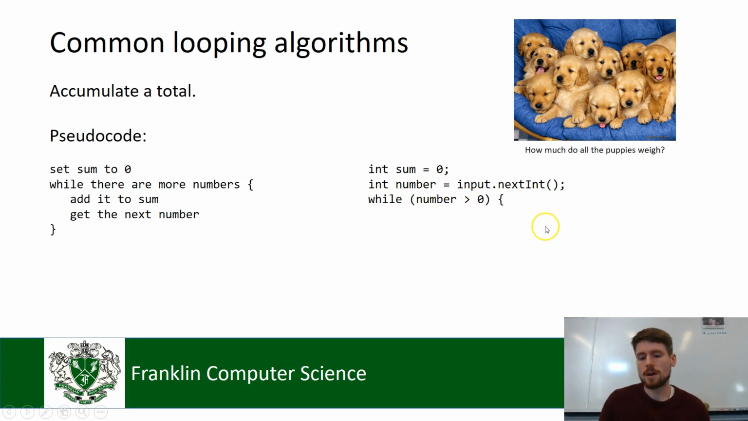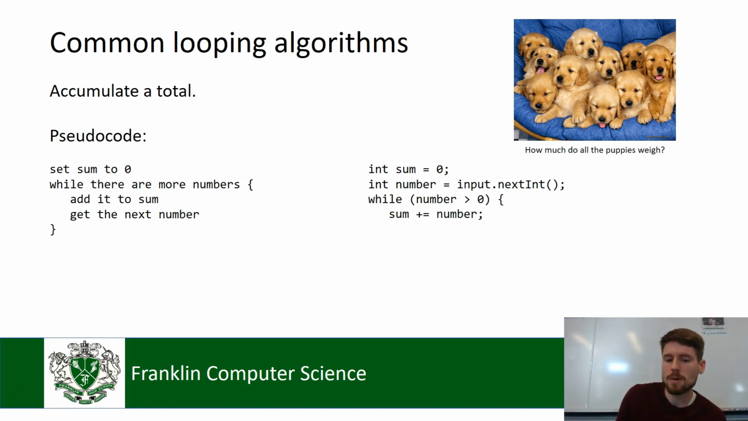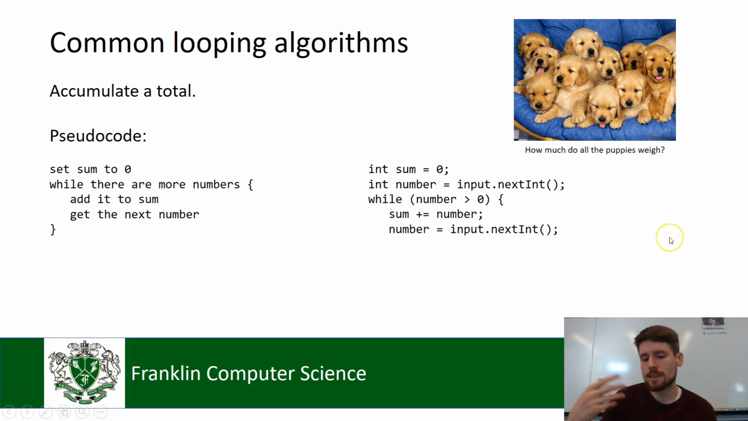As long as it's a positive number, remember we're looking at weighing puppies or test scores or whatever, so we'd have to change this program around if we're going to let them enter in negative values. It would make it a little trickier to stop this. We use the shorthand sum plus equals number, which is the same as sum equals sum plus number. And then we get the next number from the user. So we'll just keep looping, and then when the number is a negative number, we quit. So that would be our approach to adding all of them up.